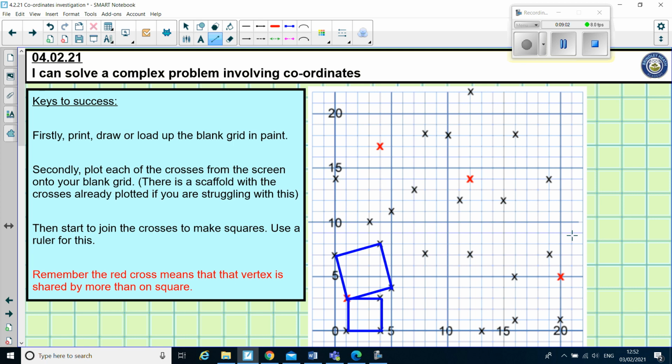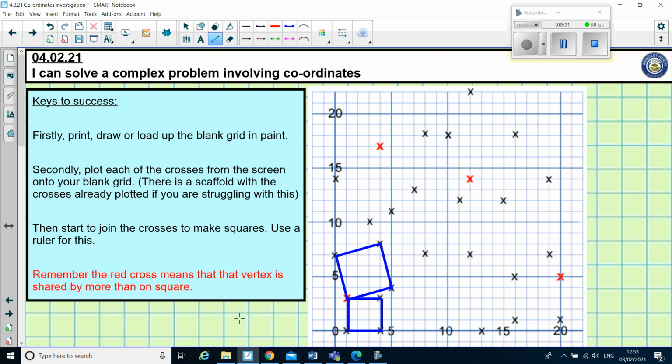It's not straight. The squares don't have to be straight in this, so you're going to have to look really carefully. Some squares will be wonky. As you can see, these two squares are different sizes as well, and all of our squares are lots of different sizes. So that's another tricky part of this investigation. Remember those red crosses, they mean that they share a corner. Can you see how my two squares that I've plotted share that corner? They've got the same point as a corner.